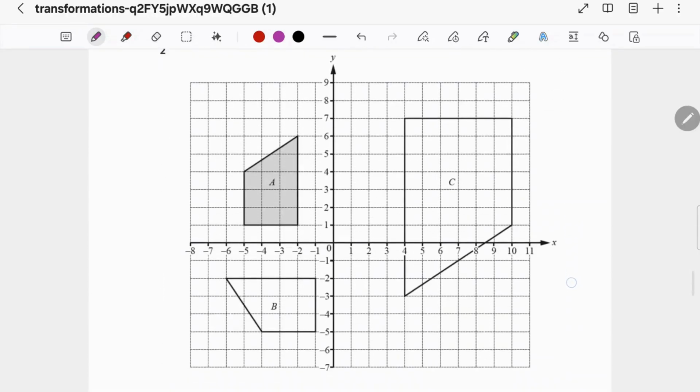Now let us come to this question. Now look at that. Suppose they are saying describe fully the single transformation which is mapping A onto C, so what will you say about it? It is enlargement, and now we have to find the center of enlargement and the scale factor. But have you observed something in A and C? Yeah, there's a relation also.